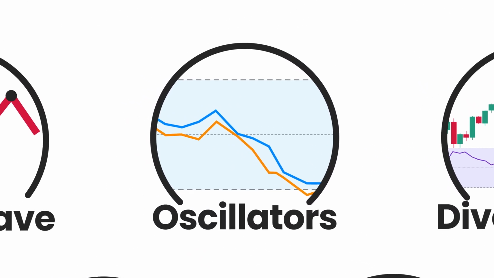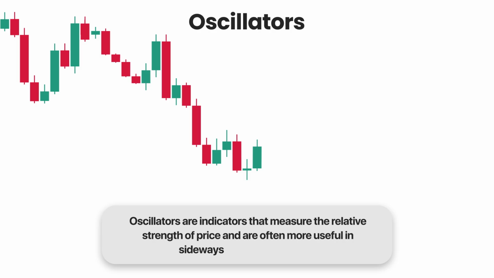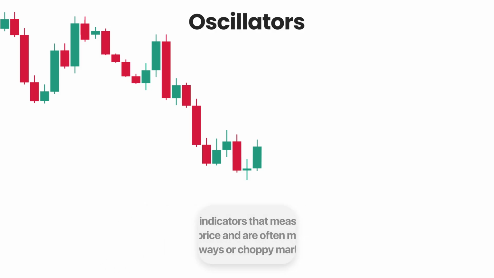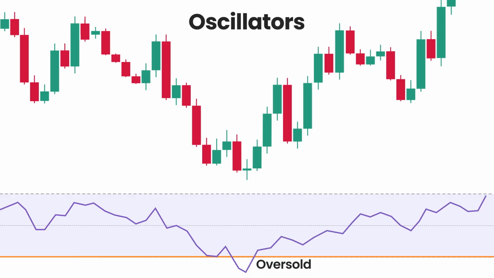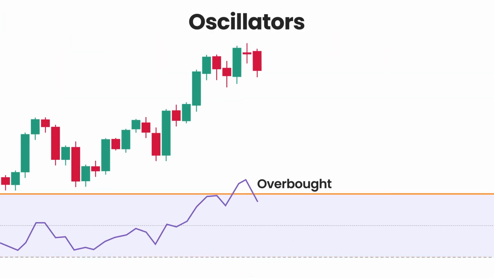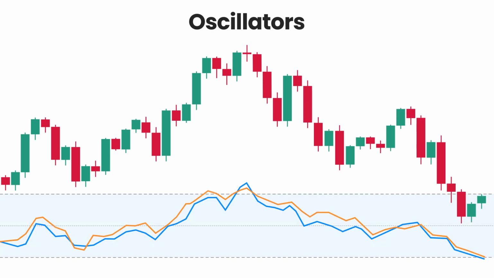Oscillators. Oscillators are indicators that measure the relative strength of price and are often more useful in sideways or choppy markets. 2 of the most common oscillators are RSI and stochastic. If RSI moves into the oversold area, traders may start looking for a move upward. If it enters the overbought area, traders may expect a move downward. The same concept applies to stochastic, where traders look at extreme levels and crossovers for possible reversal signals.